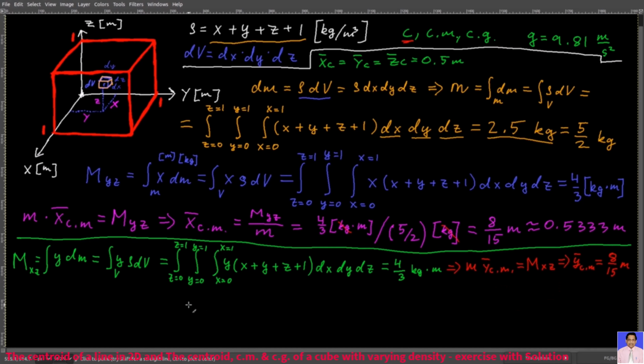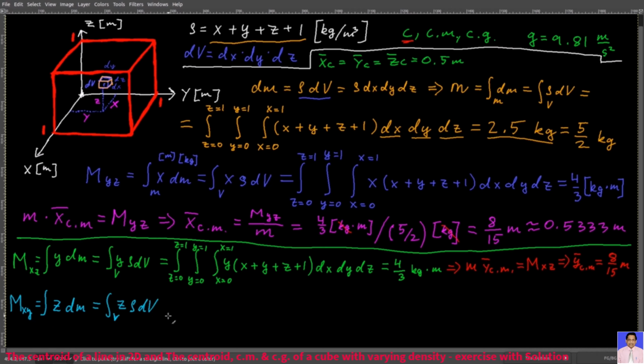And finally, we have to find z bar cm. In order to do that, again, you take your differential mass and multiply it by its corresponding z distance. That tells you how far your dm is from the xy plane. Then you do it for every single dm inside the cube, and then you integrate the product. And then you will get mxy.